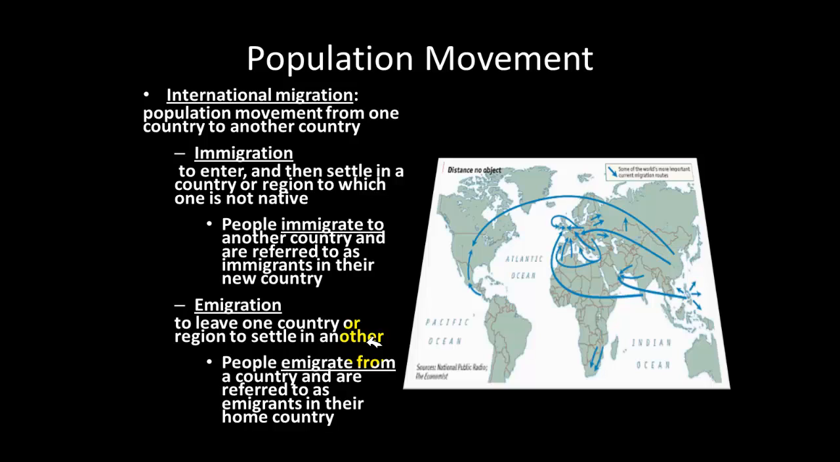Moving forward with population, we'll discuss some other types of movement. The first will be international migration, which is population movement from one country to another. Another one is immigration. Right now we're distinguishing between the words immigration and emigration. Immigration, with the I, means when you enter one country or a region from which you're not native. When you leave your country to go to another country, that is immigration. People immigrate to another country and are referred to as immigrants in the new country.